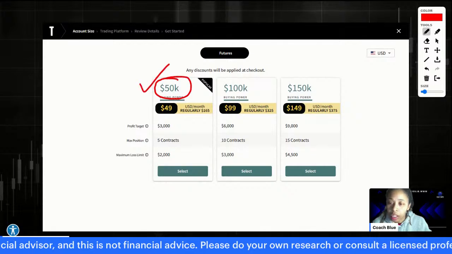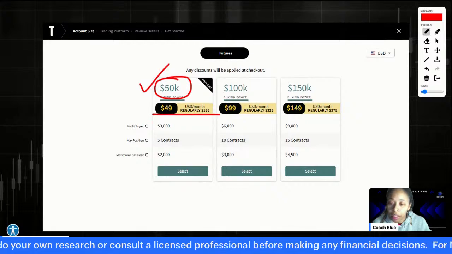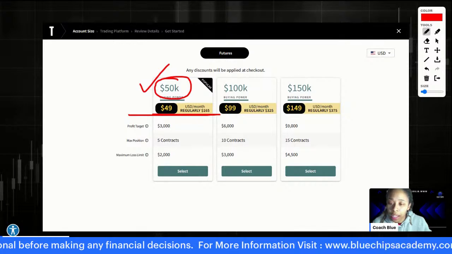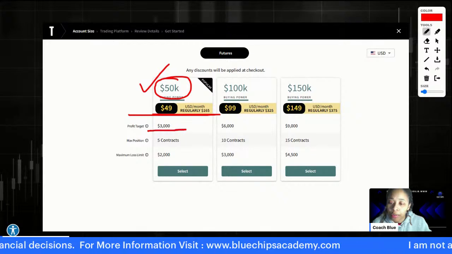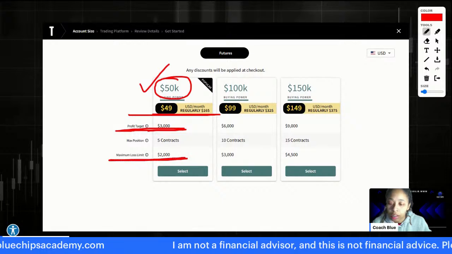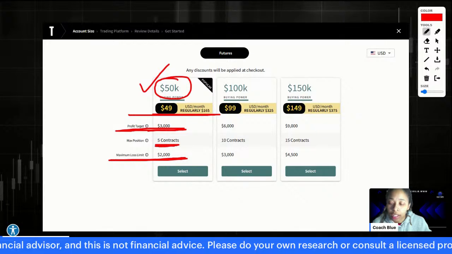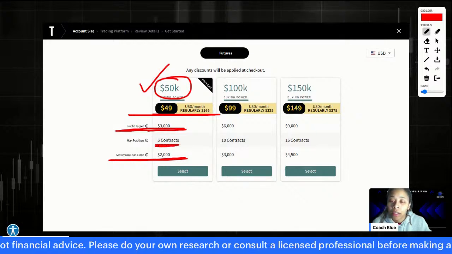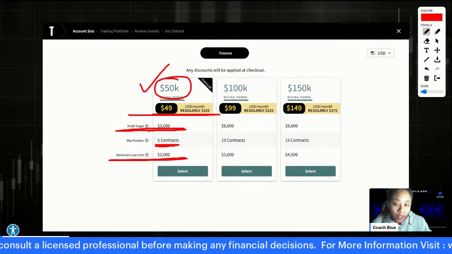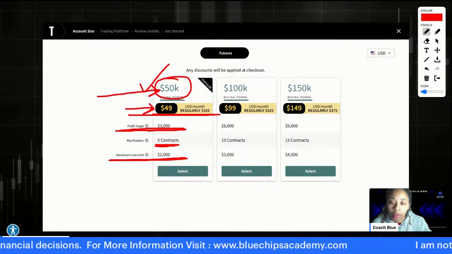So they have the $50,000 combine. Myself and a couple of other students in the academy have already passed this combine. We got some other ones on the way. What they're saying is, if you can grow this $50,000 account to $53,000 in profit without losing more than $2,000, and you can use a maximum of 5 contracts when you're trading, so that's like 5 positions, then you'll be allotted a $50,000 express funded account.